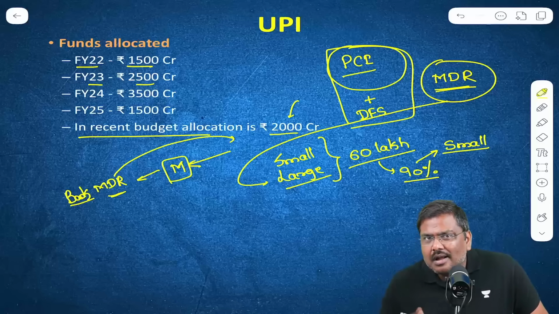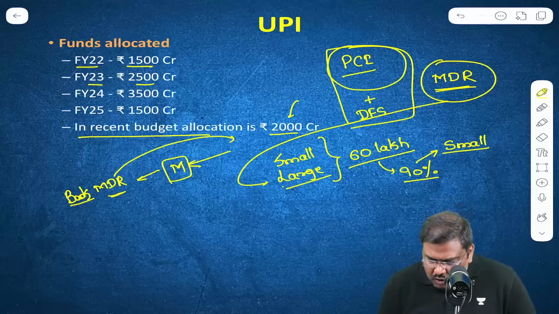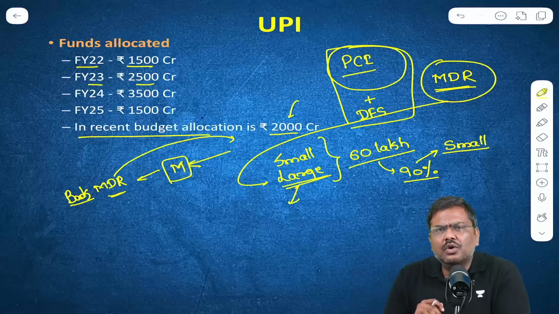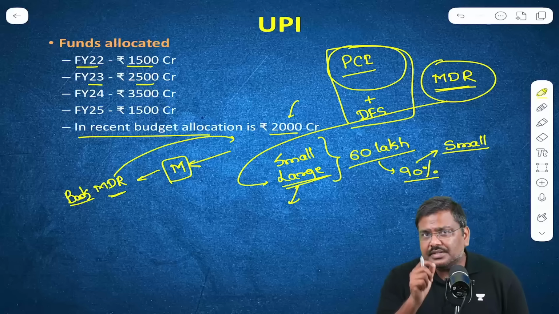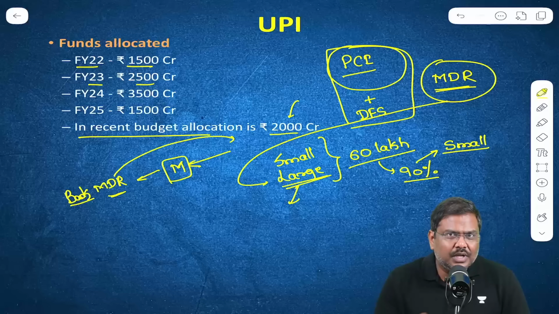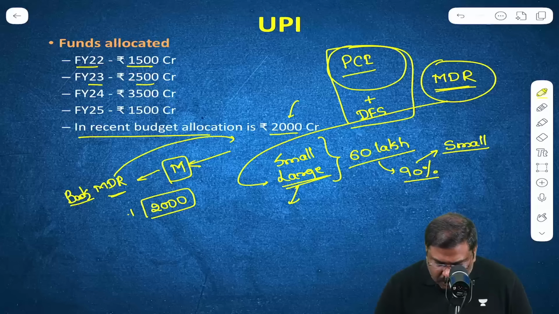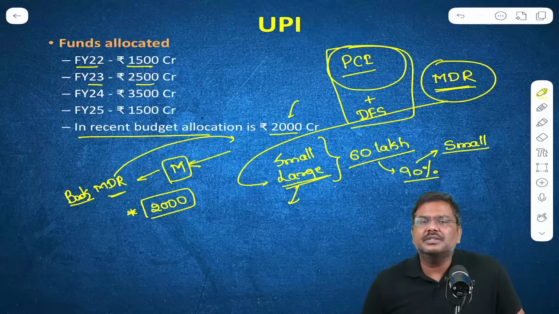And within these large merchants, what we might do going forward is target only those merchants who cross a turnover threshold of more than 1 to 1.5 crore. And not just this, there is also one more proposal to target only those transactions whose value is more than 2000 rupees. That is, the UPI transfer is more than 2000 rupees.